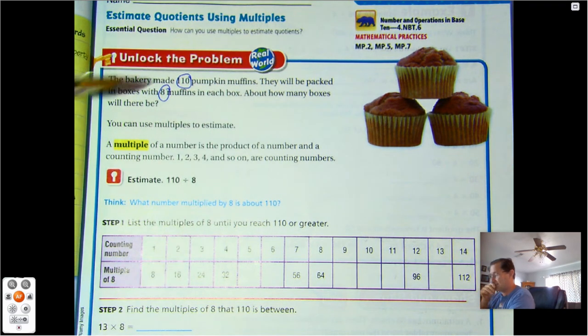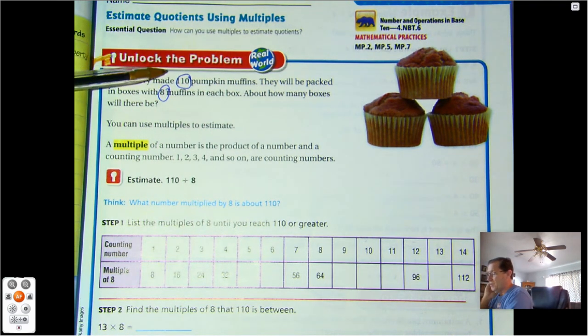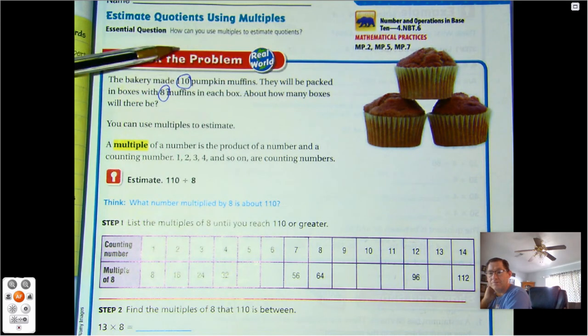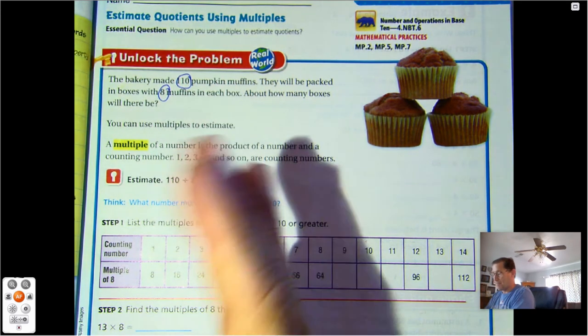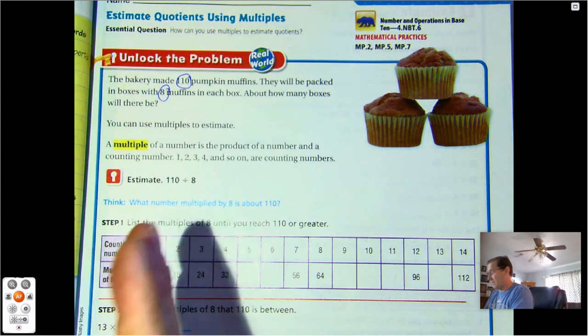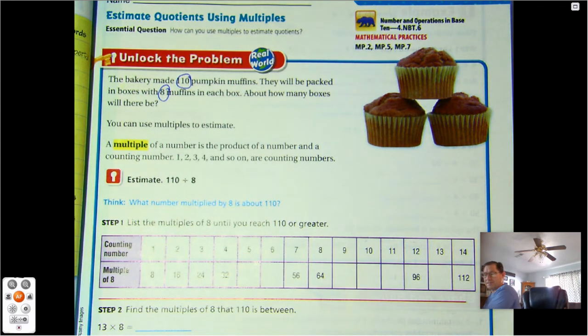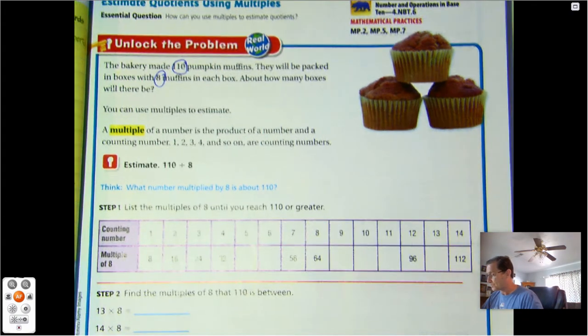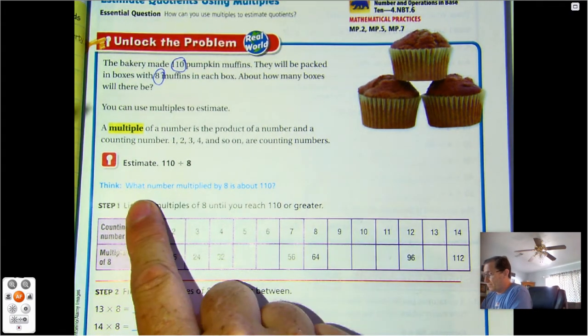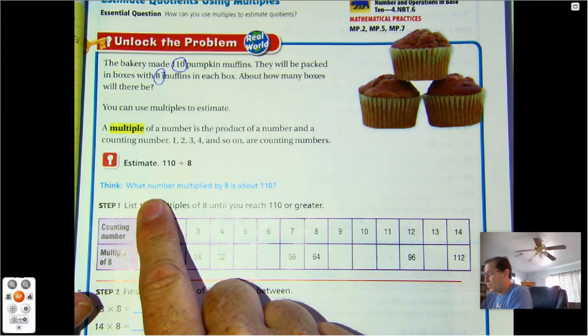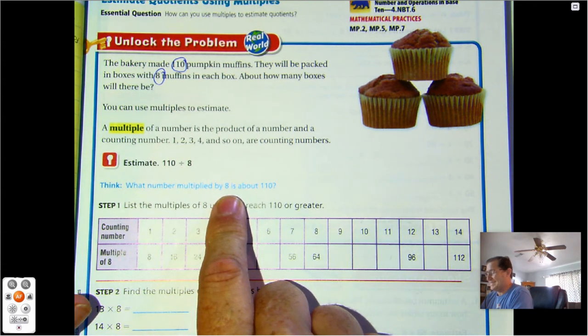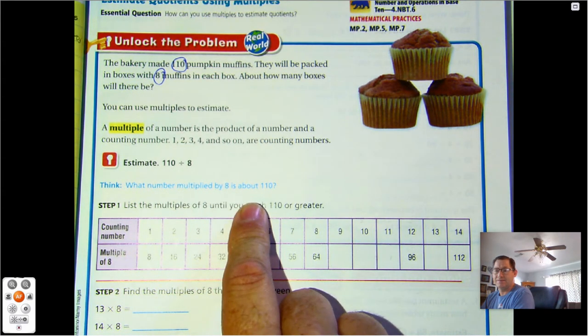So why is this a division problem, not multiplication? Well, they gave me a total amount of muffins. I have 110 muffins. And now I need to put those 110 muffins in 8 different boxes. So in a sense, I'm sharing, or dividing, those 110 muffins into 8 boxes. So what we need to think of is, what number multiplied by 8 is about 110?